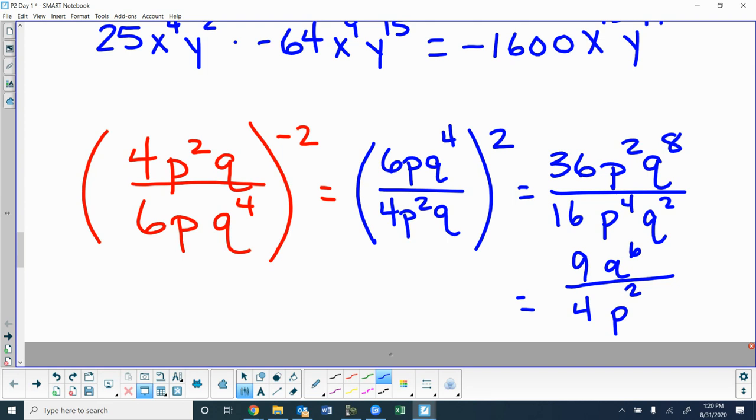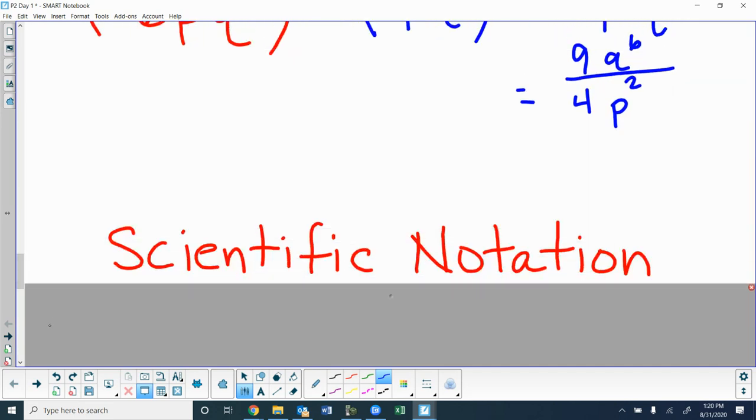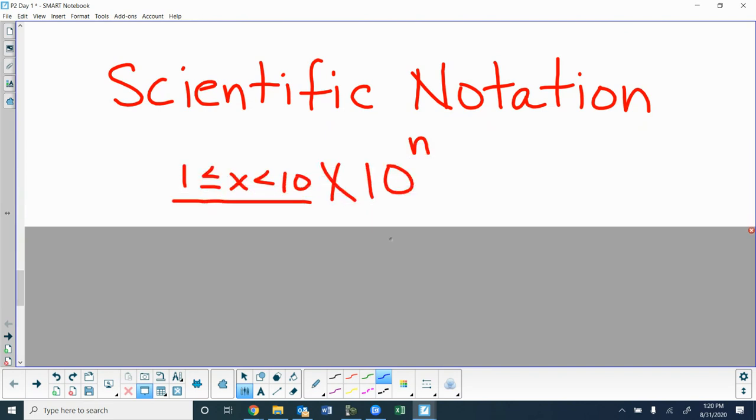Okay? And the last type is scientific notation. Scientific notation is always some number times 10 to an exponent. That n, that exponent, could be positive or negative. It's okay to have negative exponents in these. It wasn't in the last two we just did.